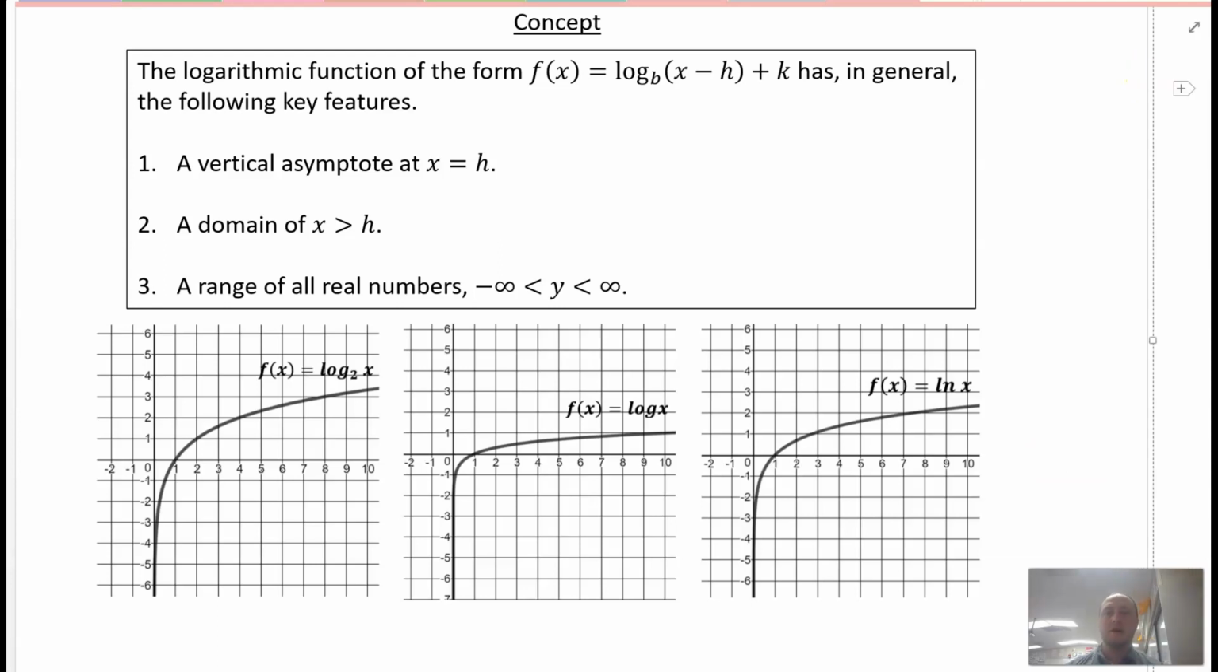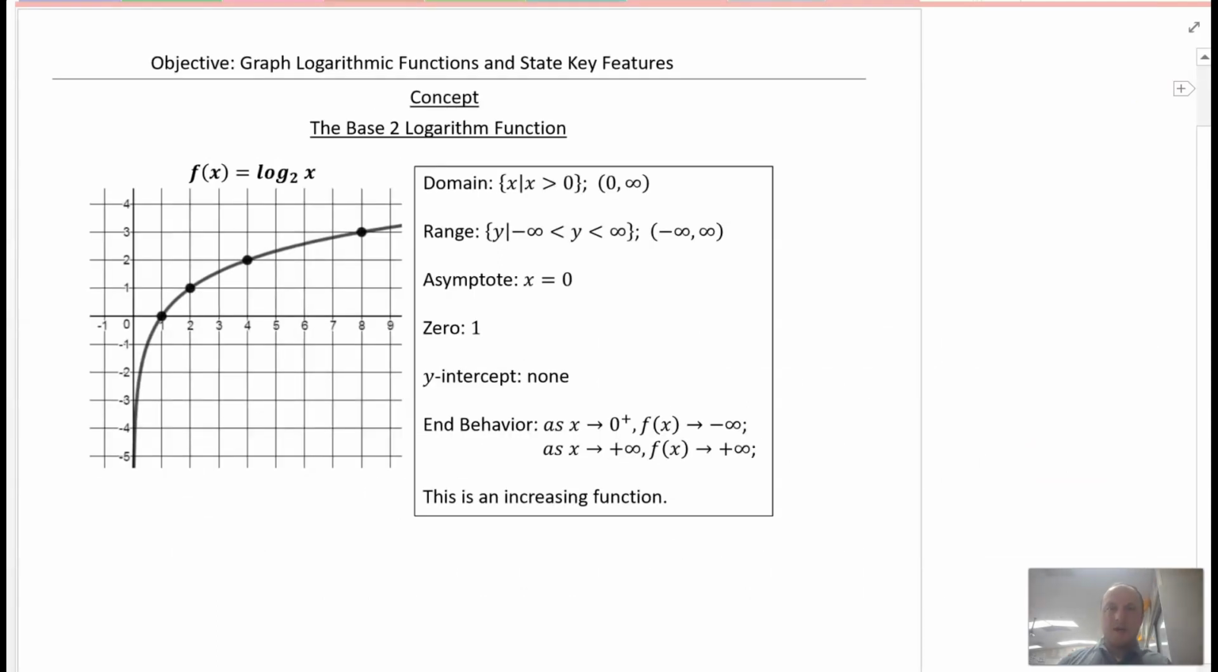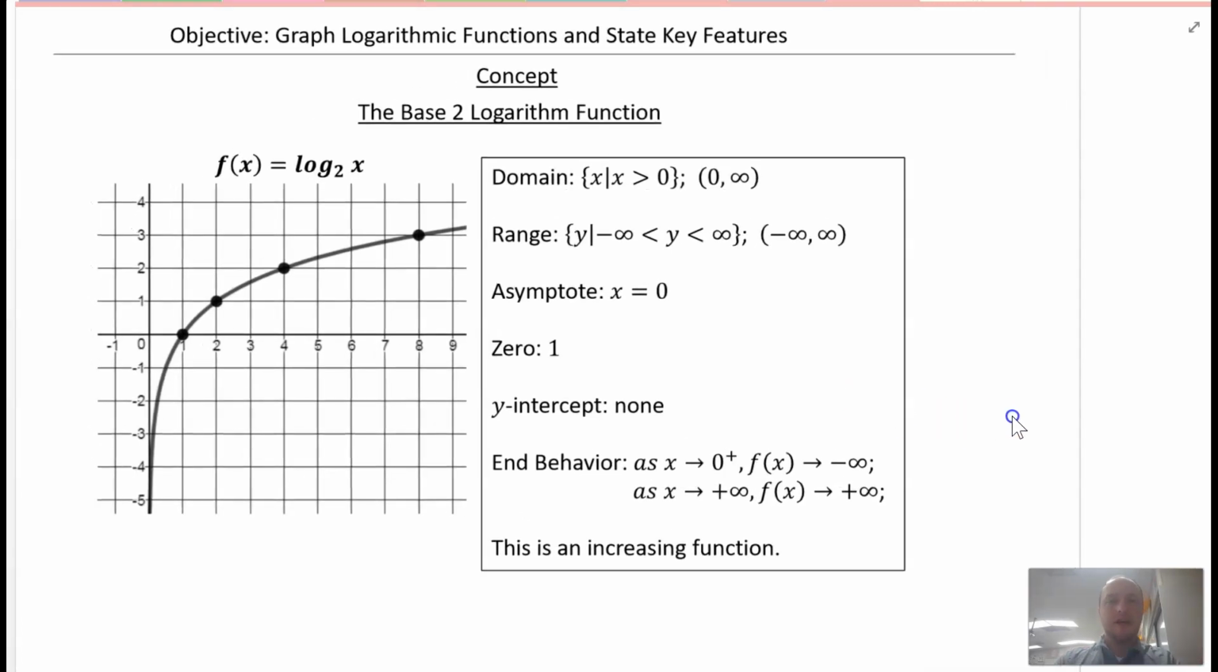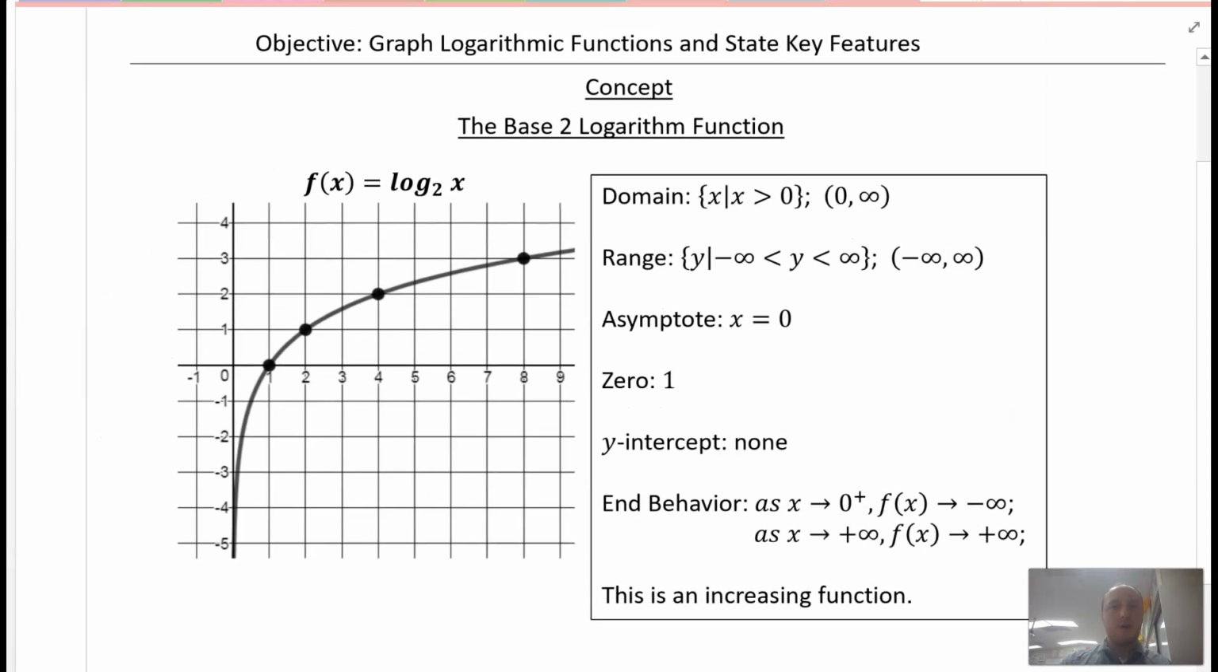So let's check out some key parent functions that we'll use for logarithms. The first one we're going to check out is base 2. What I want you to notice is that we have an asymptote at x equals 0. So here's our asymptote, and we have a 0 at 1. All the functions that we'll be looking at will have these values.